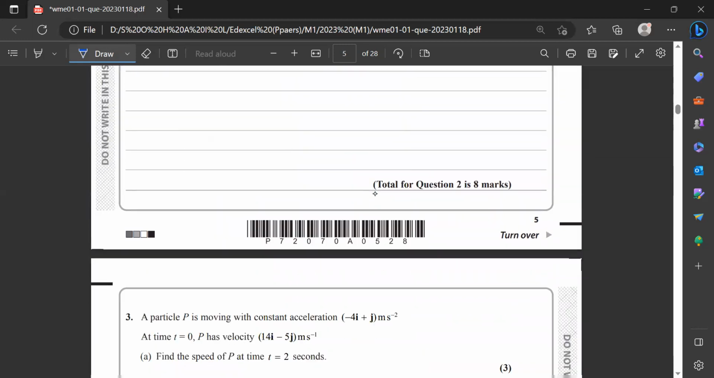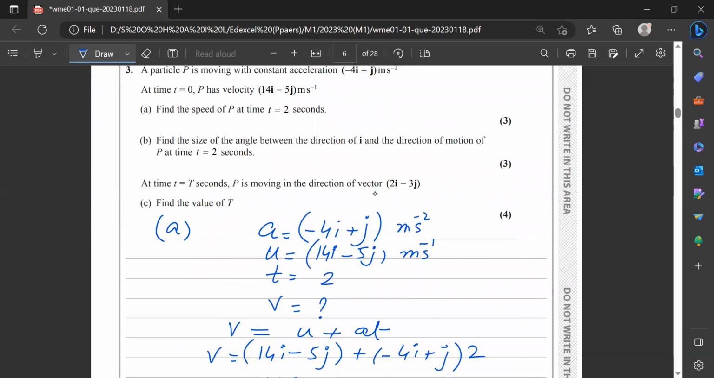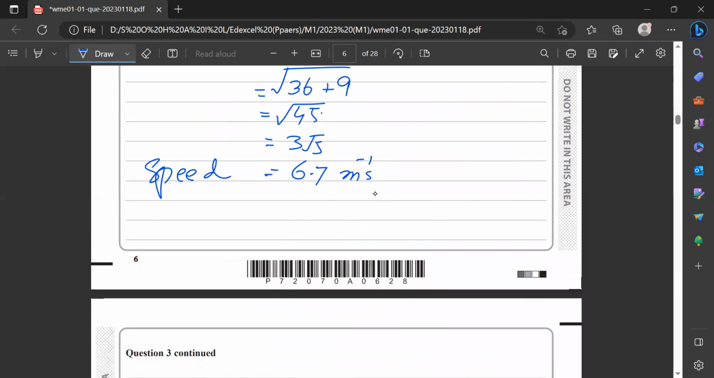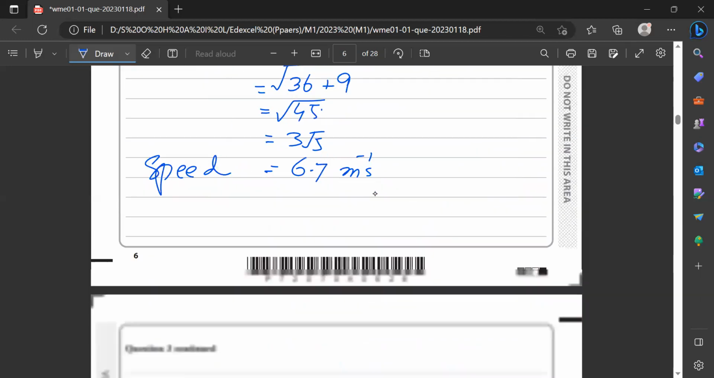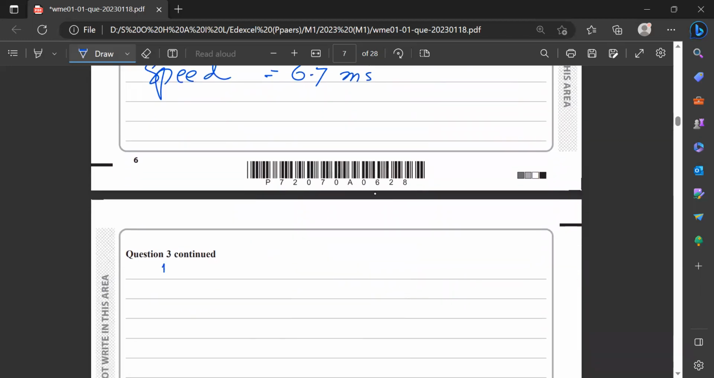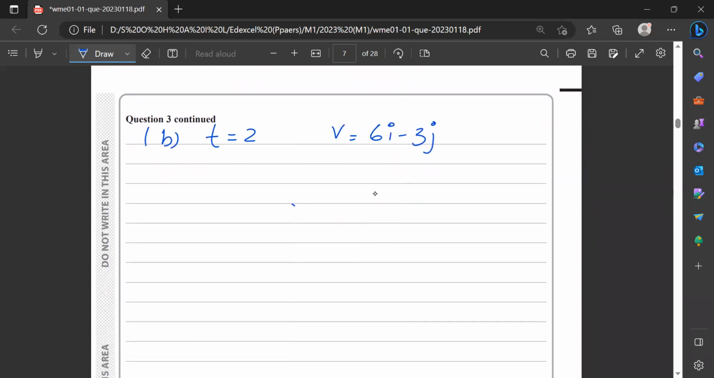The second part is find the size of the angle between the direction of i, which we know is towards the right, and the direction of motion of P when time equals 2. So we have the velocity vector when time equals 2. So this is part B. For part B, the velocity vector was 6i minus 3j. The question: find the angle between i and this direction. i is here. This vector is i.